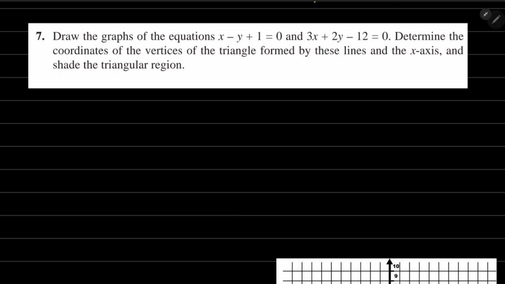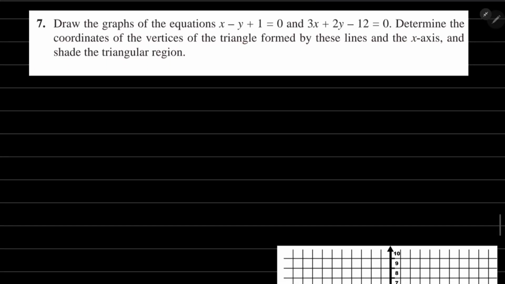Draw the graphs of the equations x minus y plus 1 equal to 0 and 3x plus 2y minus 12 equal to 0. Determine the coordinates of the vertices of the triangle formed by these lines and the x-axis and shade the triangular region. Again, a very, very good question. Let's do it.